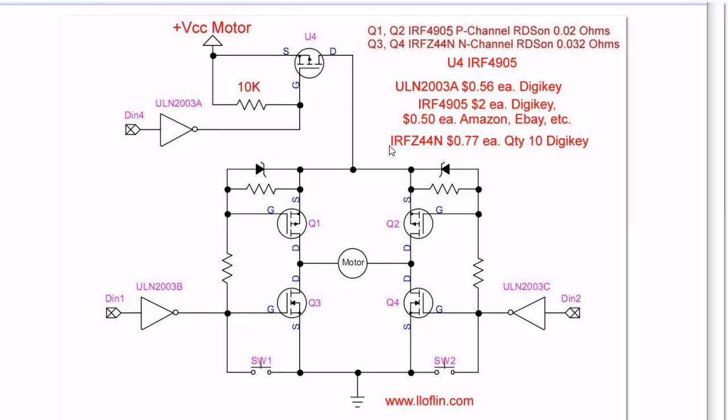I got them for about 50 cents a piece. The IRFZ44N is 77 cents each in quantity 10 from DigiKey. Those that I have also came off of eBay, and I think I gave 50 cents a piece for them.